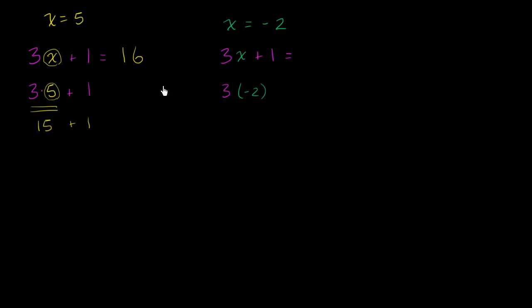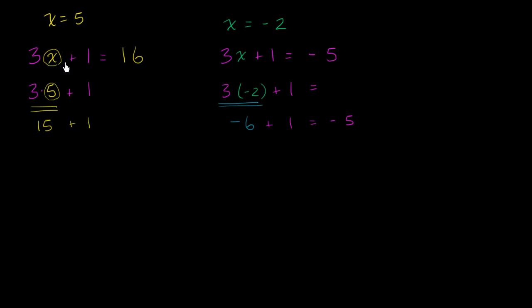Let me do that same purple color. 3 times -2 plus 1 is going to be equal to 3 times -2 is -6. So this part right over here is -6. And then we have plus 1. -6 plus 1 is equal to -5. So when x is equal to -2, 3x plus 1 is equal to -5.